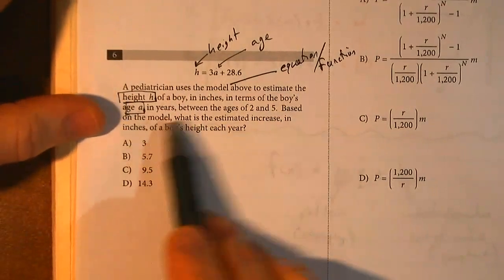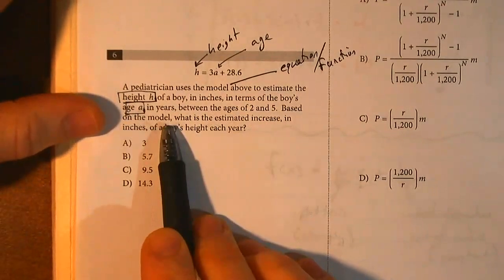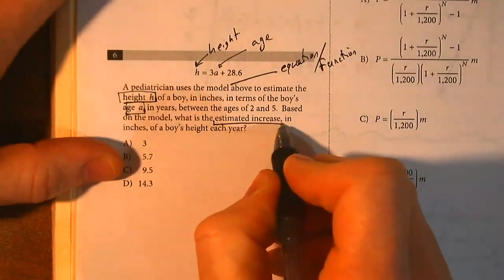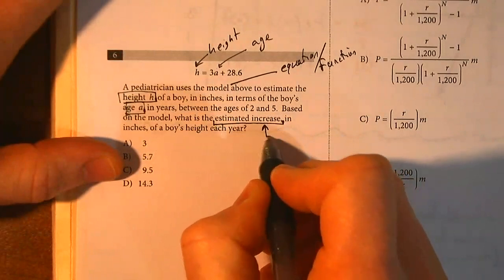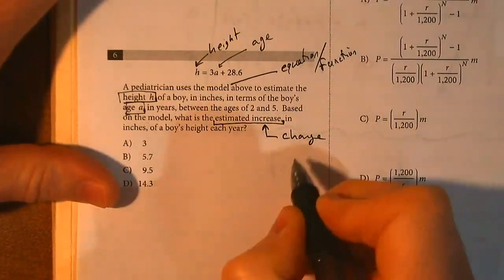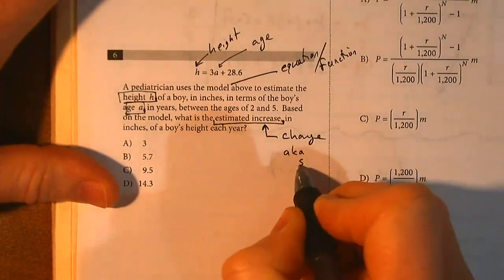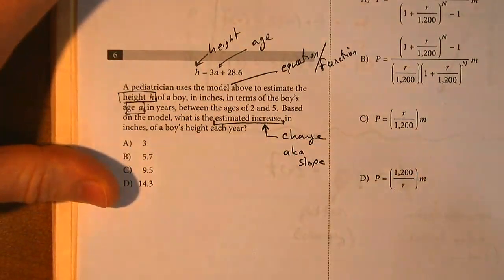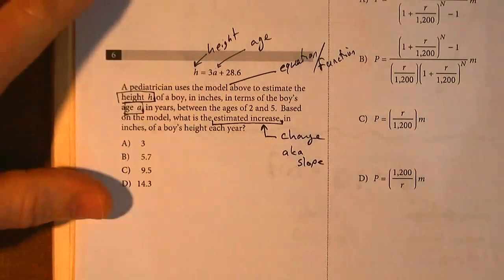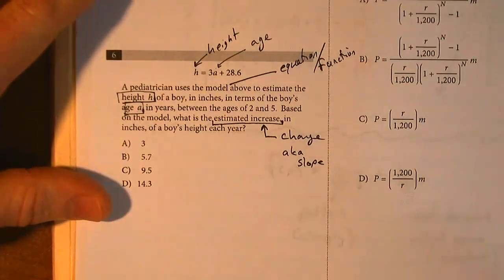In this equation, based on this model, what is the estimated increase? Okay, so notice now we're talking about an increase. So we're talking about change. How much is something changing? We're talking about slope. That's what we're talking about. In the inches of the boy's height each year. Okay, so in this equation, if I want to find the change, I'm looking for the slope.